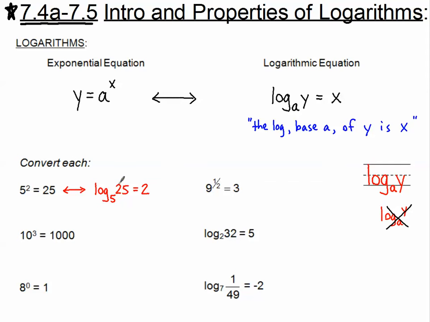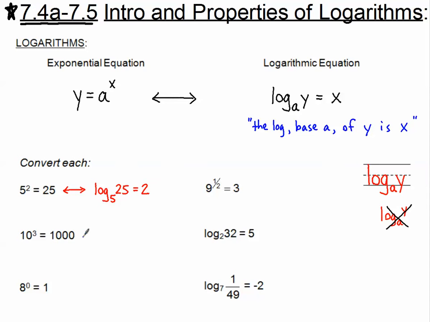And the only other number that's left is the 25, and that goes right there. So we would read this as, the log base 5 of 25 is equal to 2. And we know that that's true because 5 squared is 25. Okay, let's convert the next one.